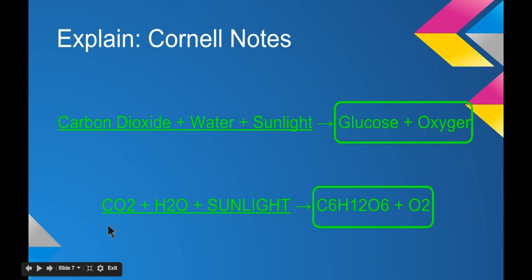In this bottom equation, it says the same exact thing, just using the chemical symbols. So carbon dioxide, CO2, plus H2O, water, plus sunlight. The reactants, they're underlined. They combine to form C6H12O6, which is glucose, and oxygen. They're circled because they're the products. Please make sure for both of these equations, you have your reactants on the left side underlined, your products on the right side circled.